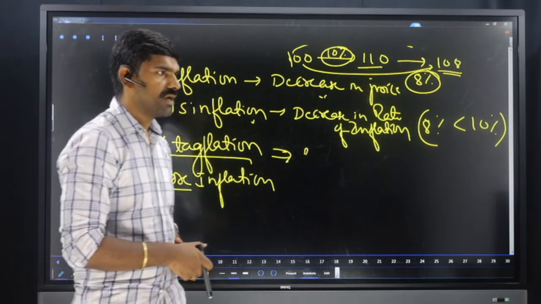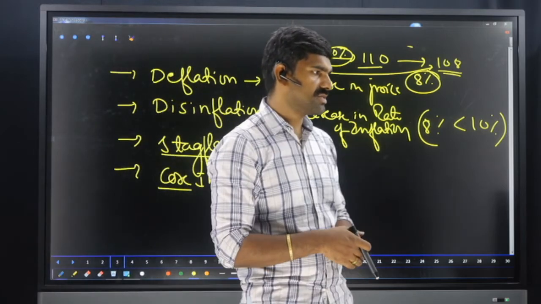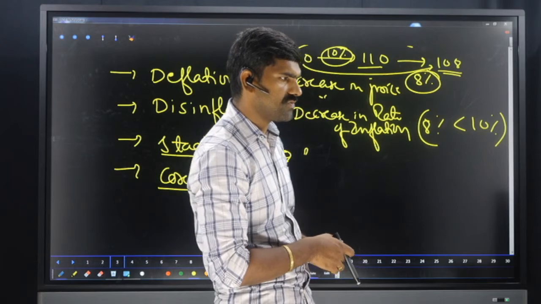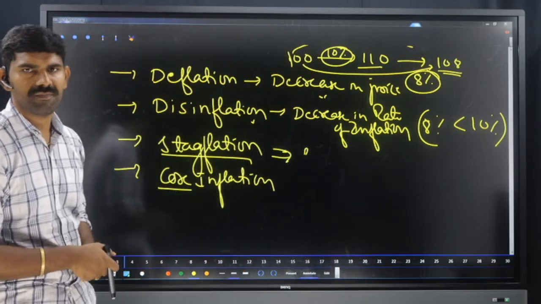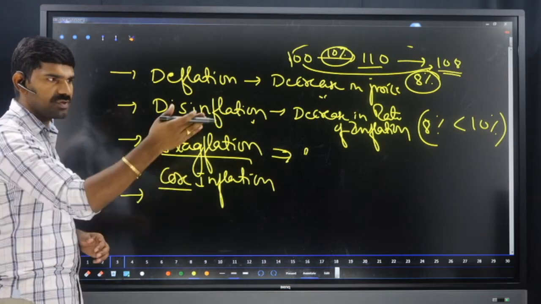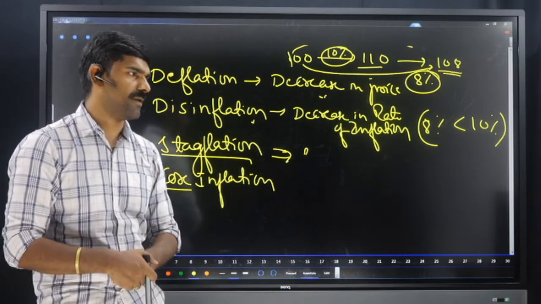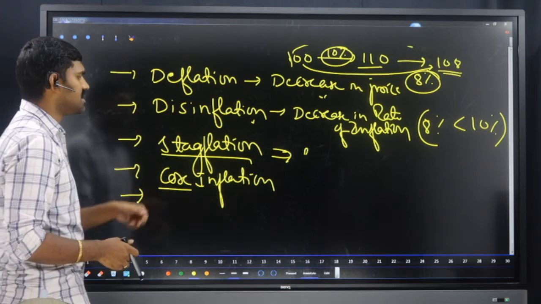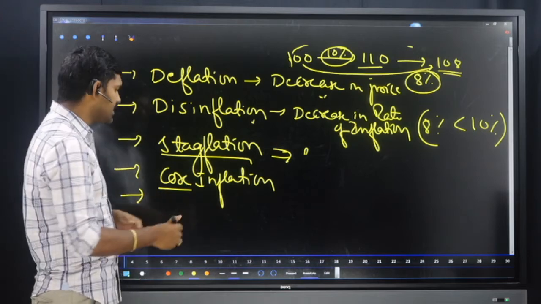Sri Harsha says core inflation is the change in the cost of goods and services but does not include those for food. Yes, that's true, Sri Harsha. Well said. So that is nothing but core inflation. Put that in a nice sentence, Sri Harsha. Appreciate it. Okay, so this is nothing but core inflation.